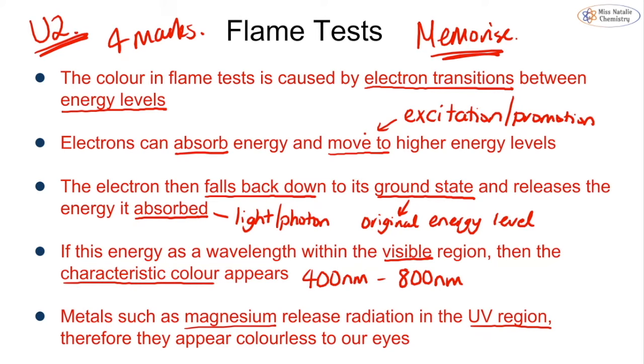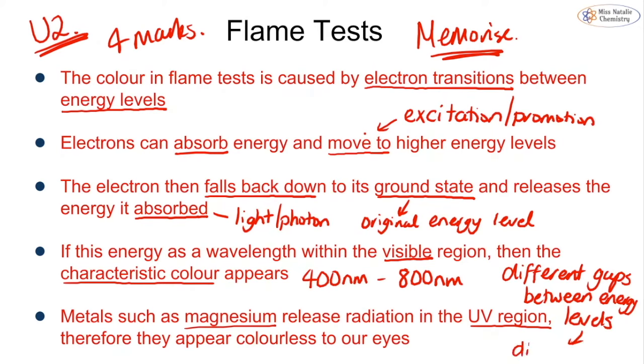The reason that we get different colours is because we have different gaps between the energy levels. And because of that, we're going to see different colours being formed because each of them is going to absorb a different amount of energy to move up. And as it releases that energy, it's going to release varying amounts of wavelength. So we're going to see a different colour for each individual atom.